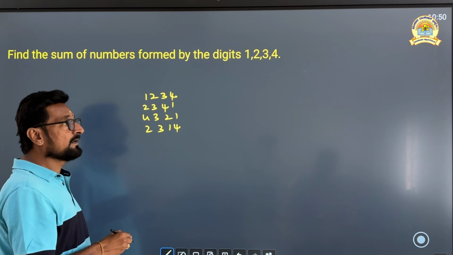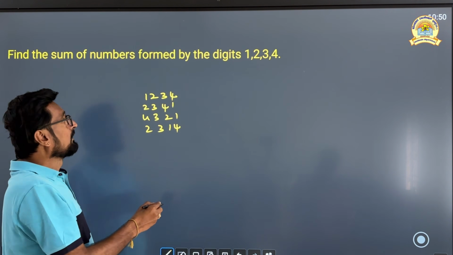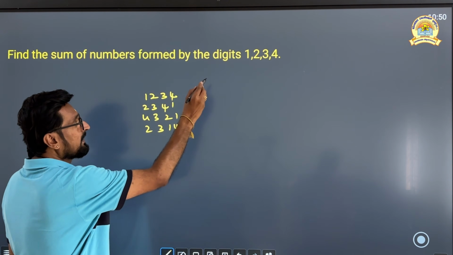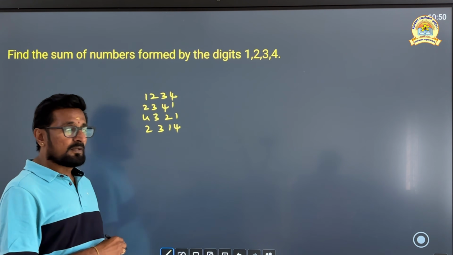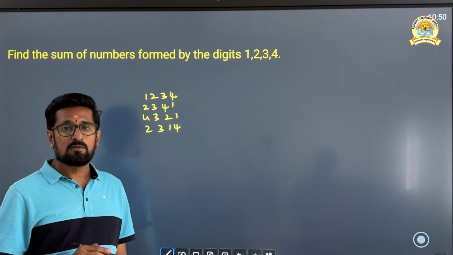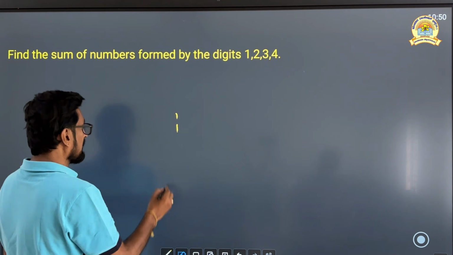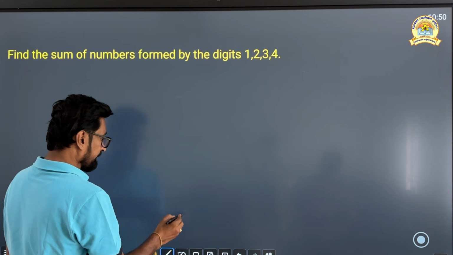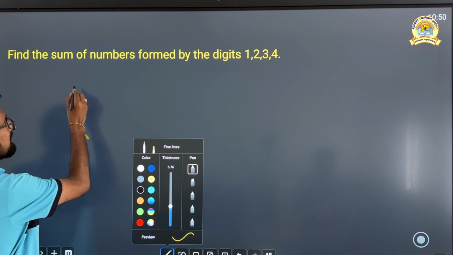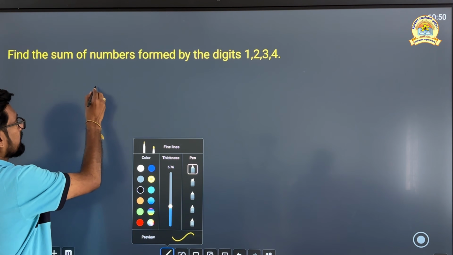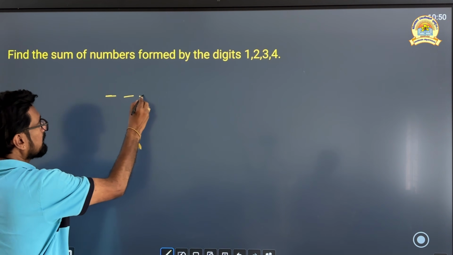You need to find the sum of all these types of numbers formed by those digits. It becomes very lengthy to do. Then we can do this problem using two methods. The normal method is, let us take these 1, 2, 3, 4 by using the places. Suppose the first thing which I am going to do, 1, 2, 3, 4.